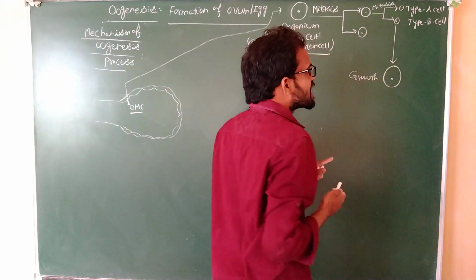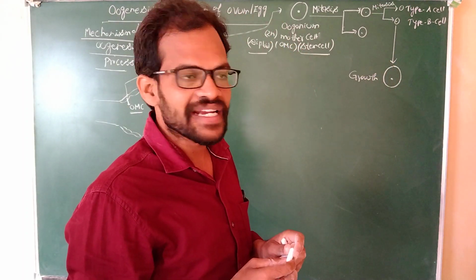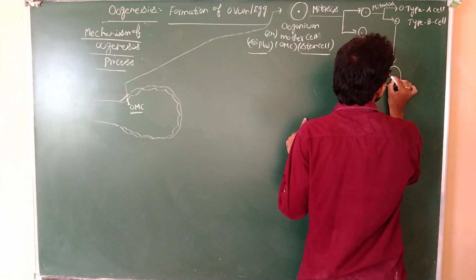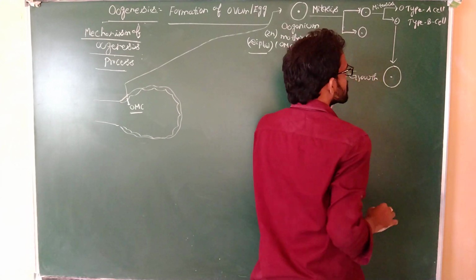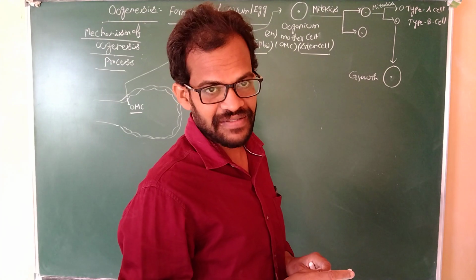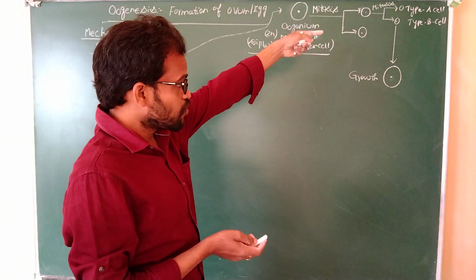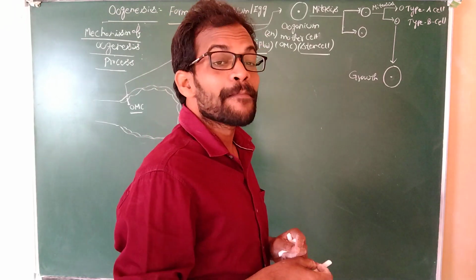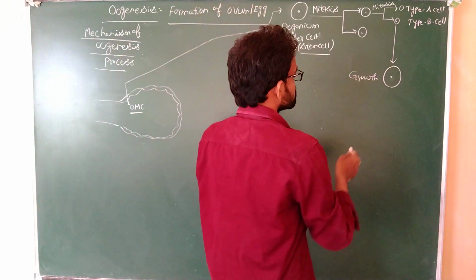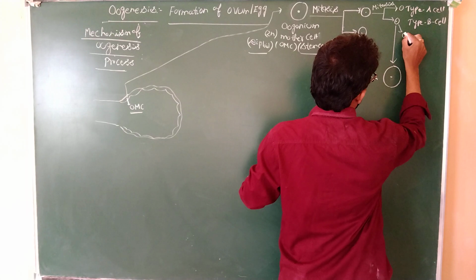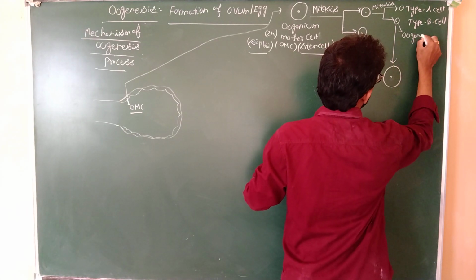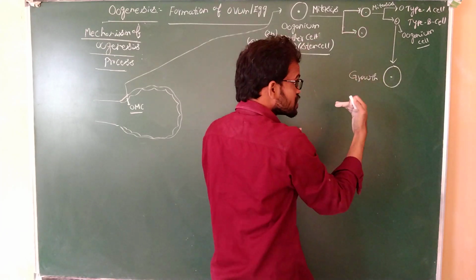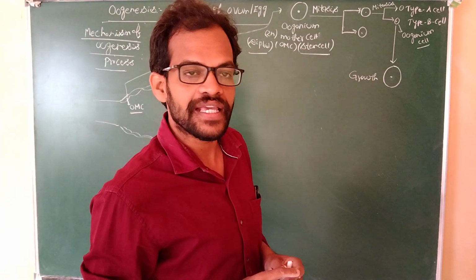Once the size increases, these cells indicate oogonium cells. They will produce the primary oocyte. Oogonium cells continuously increase in size.